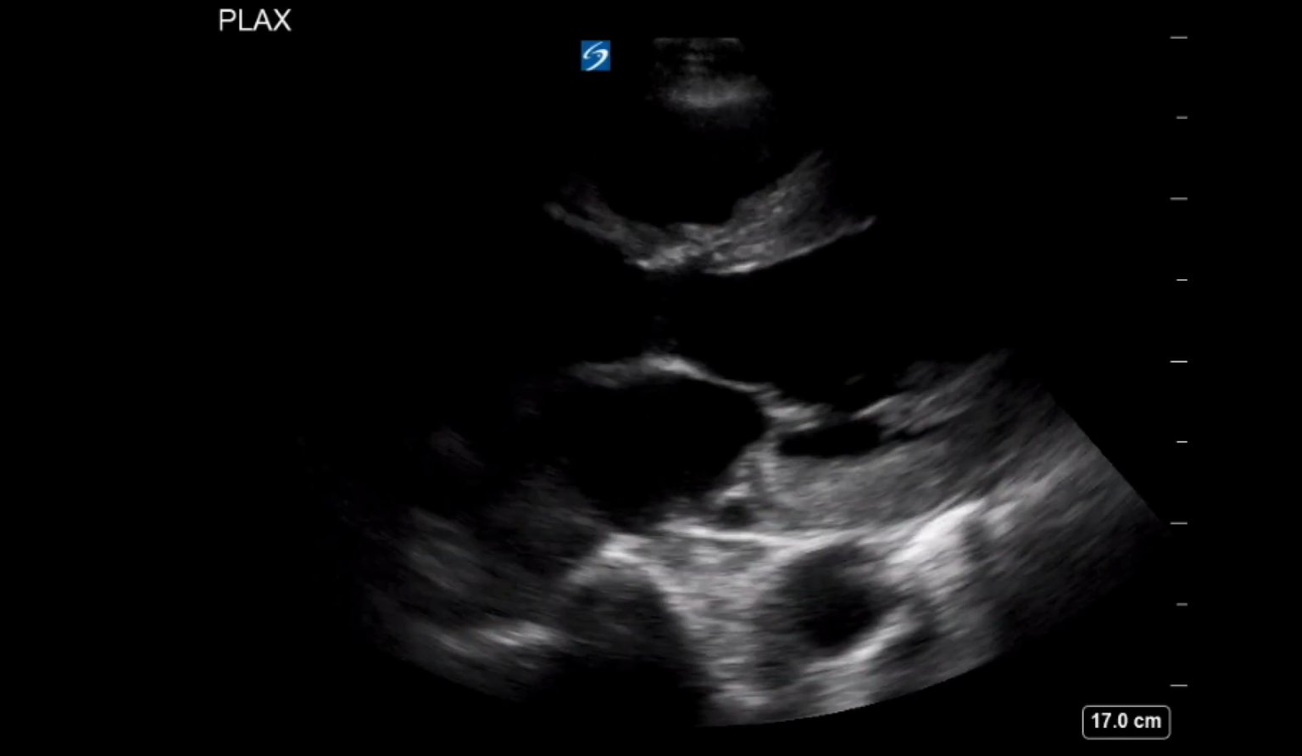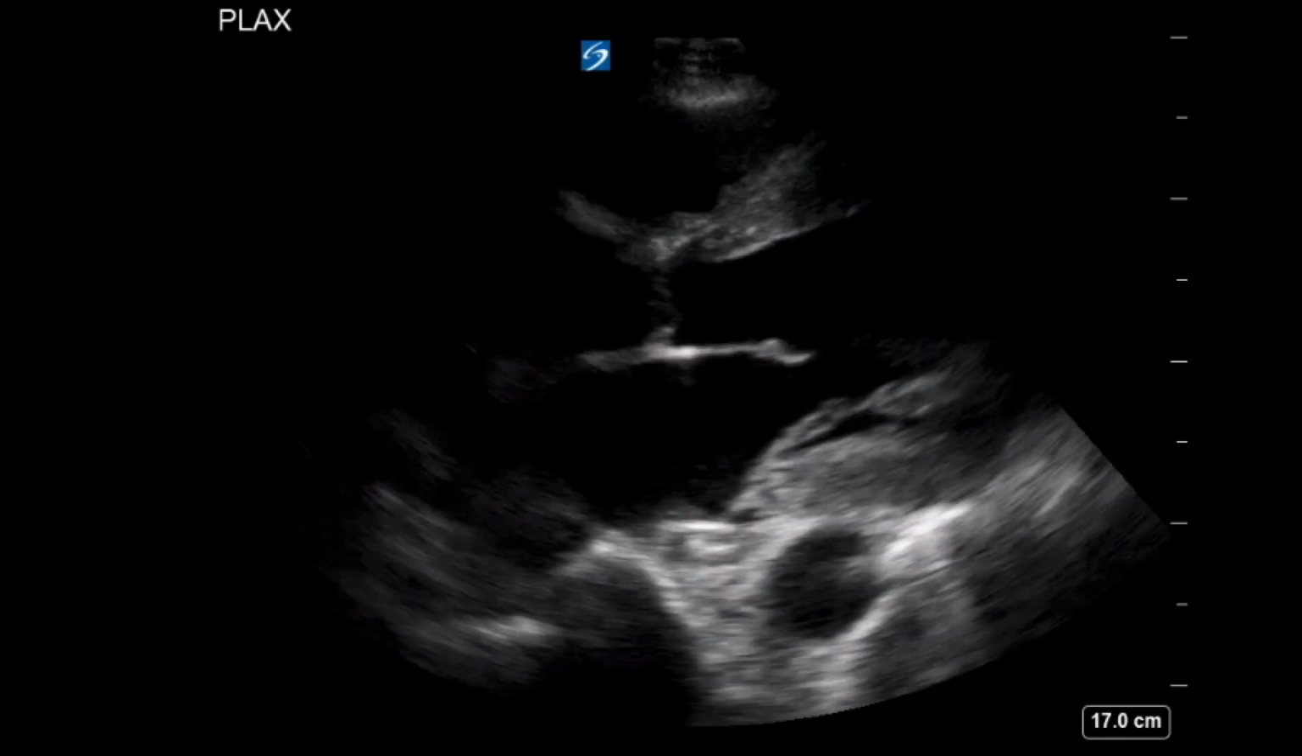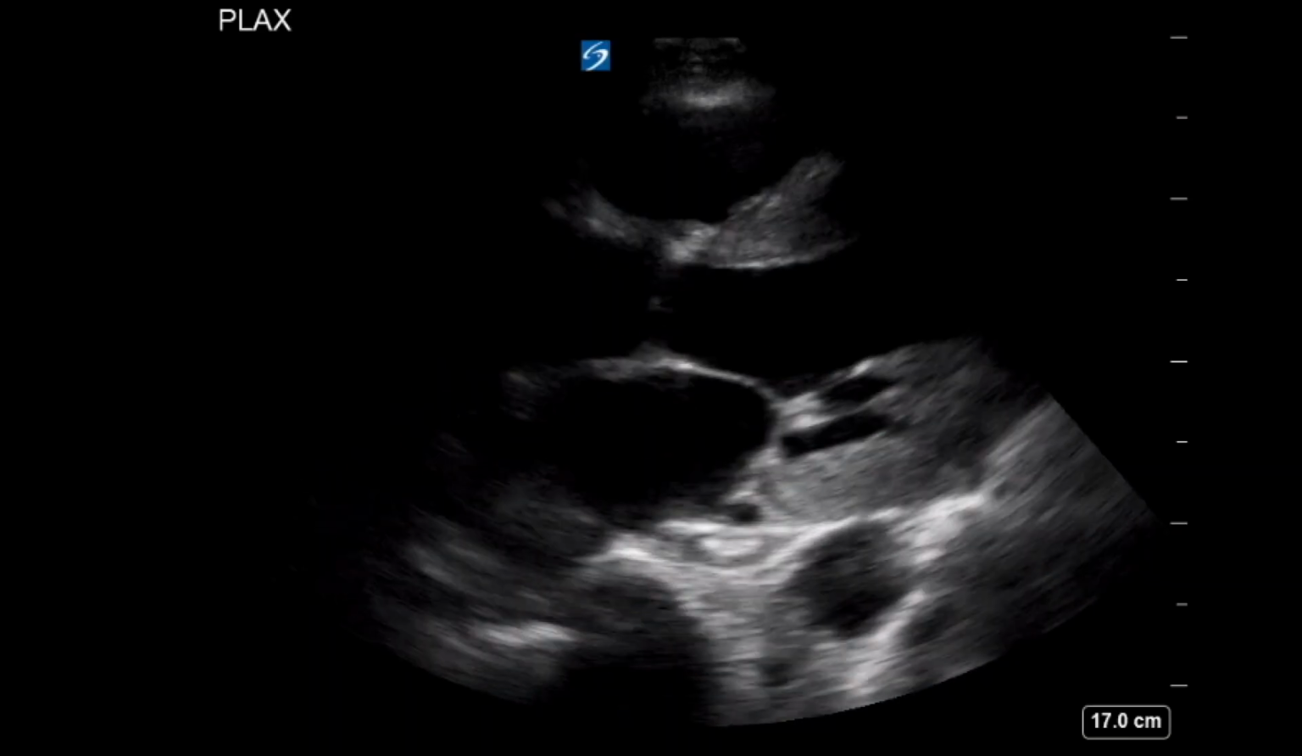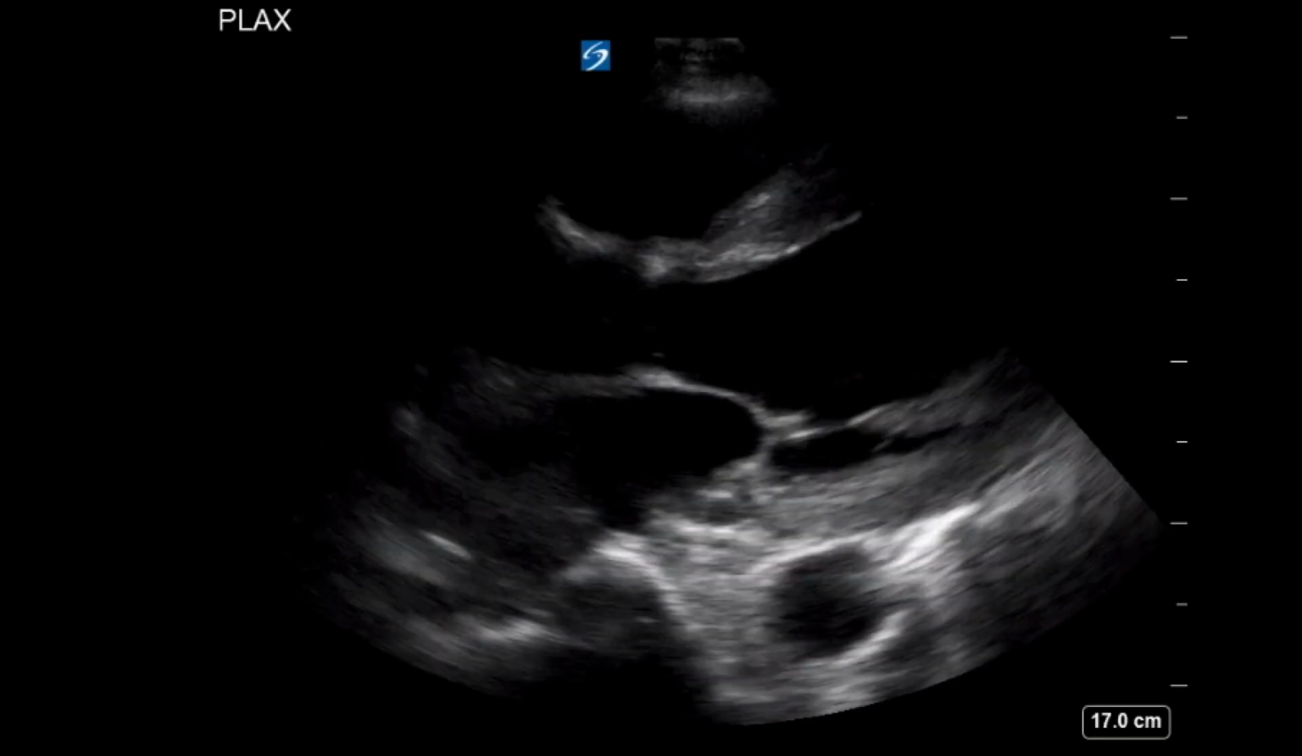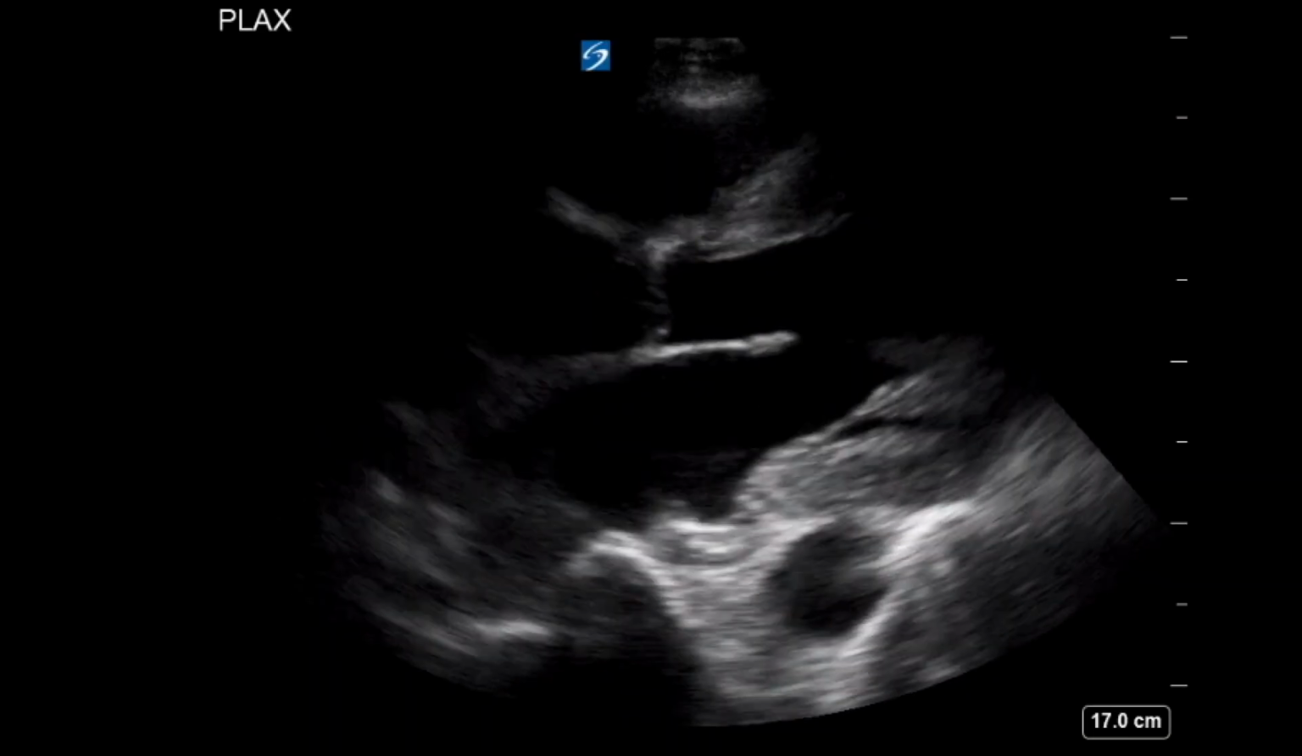So let's go through a couple cases here. The first one we have is an echo. Guy came in for chest pain. So what are we looking at here and how do we get this view?